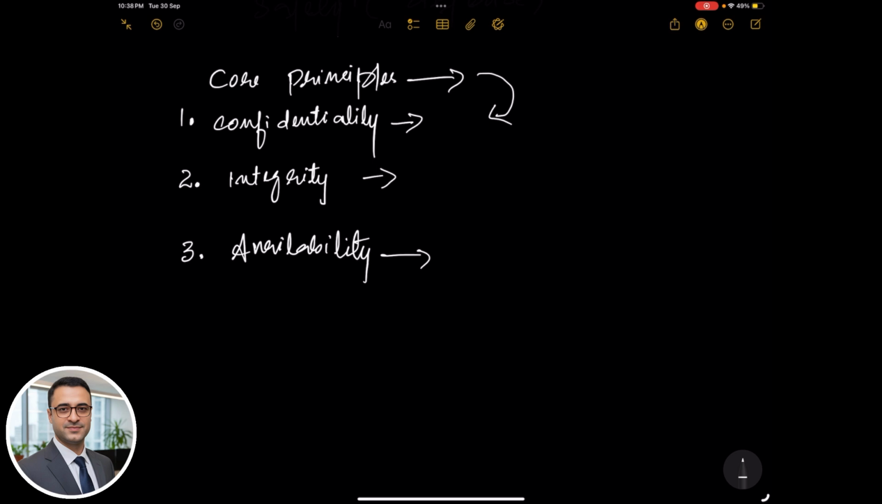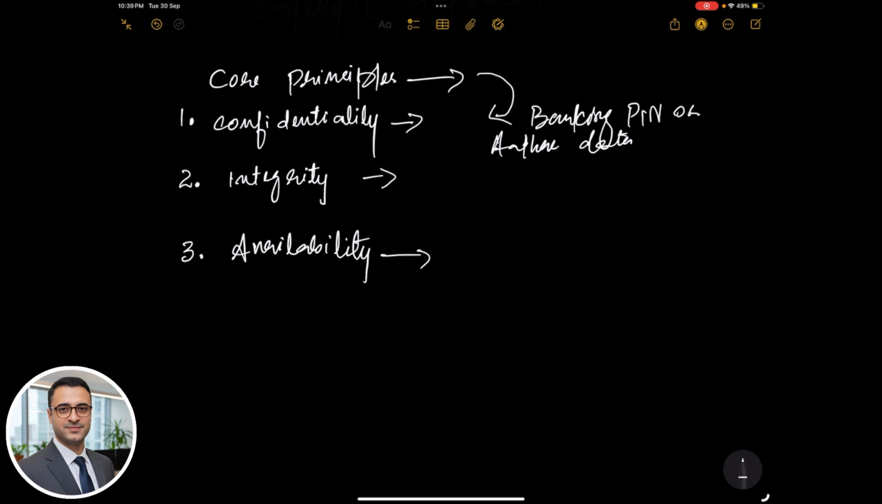Now we talk about the core principles of cybersecurity. We also call them the CIA triad. Now, what does CIA mean? CIA means confidentiality, integrity, and availability. These are some important principles in cybersecurity. When we say confidentiality, that means only authorized people should access the data. For example, the banking PIN or Aadhaar data. Only the authorized people should access this data.